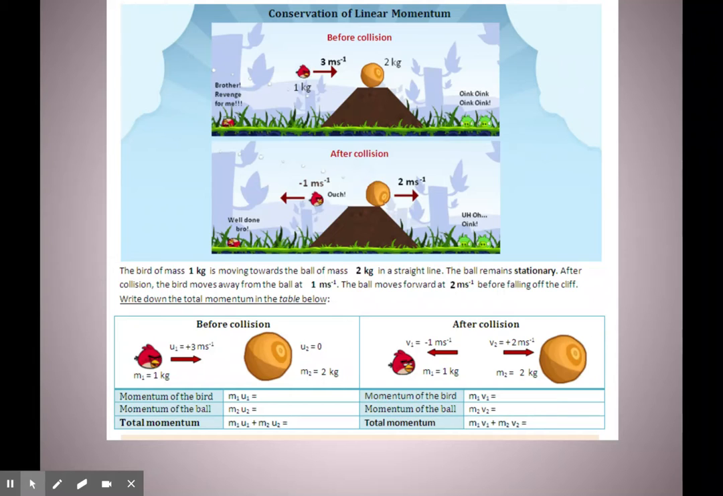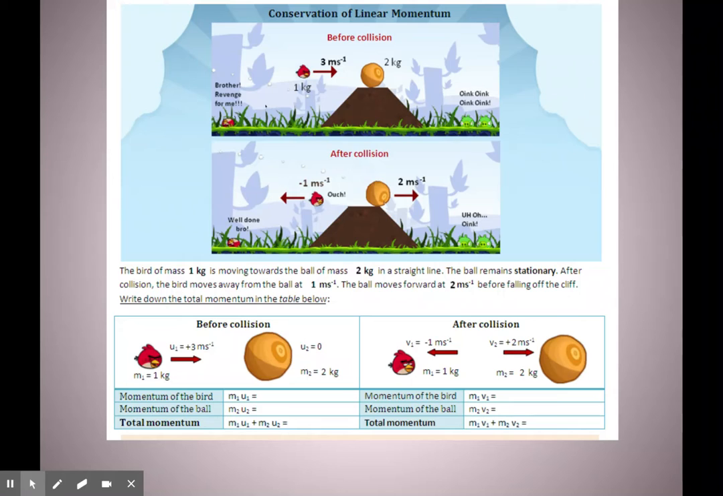And we're going to have different types of collisions that we'll look at. Here you see the bird hitting and bouncing off. Sometimes in car wrecks, the cars collide and they get crumpled together and they slide off. So we'll be looking at a couple different types in this section.